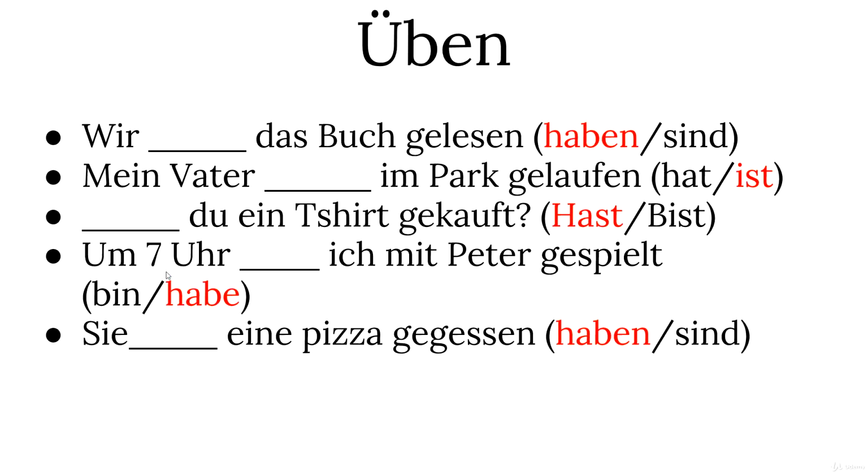Um 7 Uhr habe ich mit Peter gespielt. At 7 o'clock I played with Peter. Gespielt, to play, there isn't a movement in this verb, therefore haben. And finally, Sie haben eine Pizza gegessen. They ate a pizza. Ate comes from the verb to eat, which is essen. Therefore, you say haben.